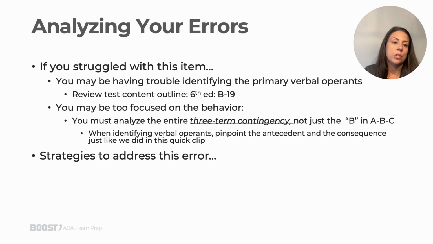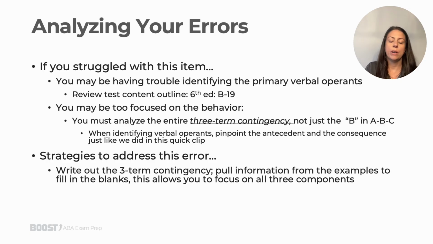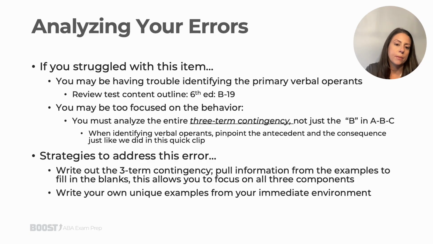Some strategies you can use to address this error include simply grabbing a piece of paper whenever you're trying to answer multiple choice questions related to verbal operants and writing out that three-term contingency. Then you can pull information from the question to fill in the blanks. So this allows you to really focus on all three components.